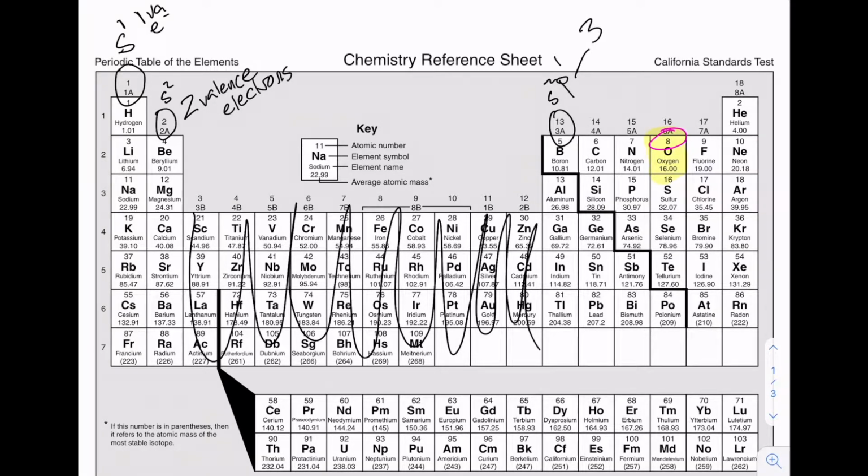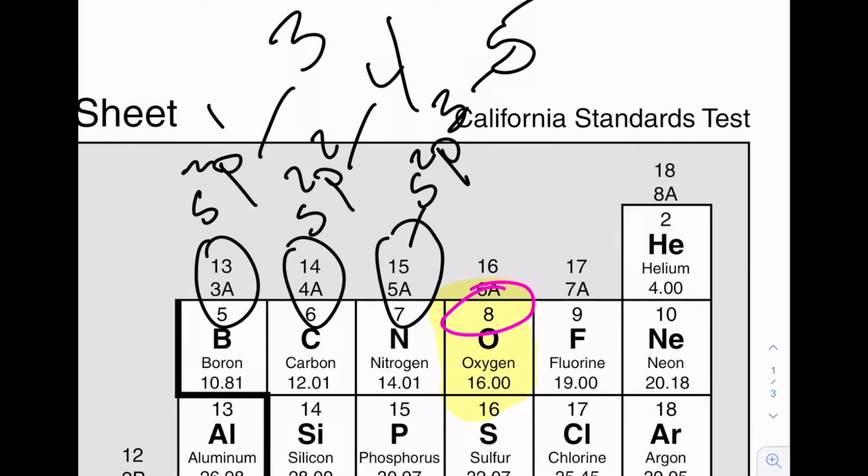3. Group 4A or 14 all end in S2P2, which means they have 4 valence electrons. Group 15 or 5A all end in S2P3. So they all have 5 valence electrons. I'm going to zoom in a little bit here. Everything in group 16 or 6A all end in S2P4. So they have 6 valence electrons.